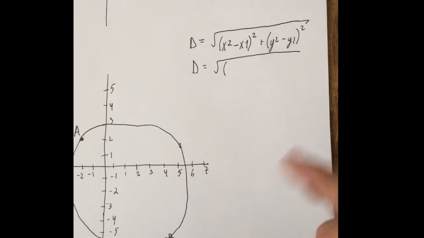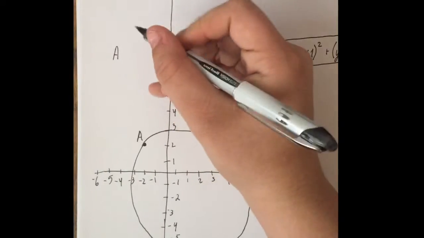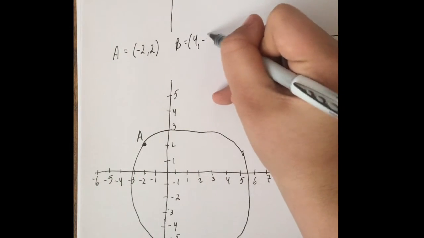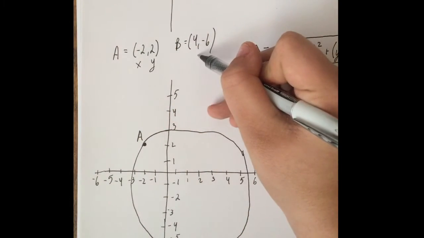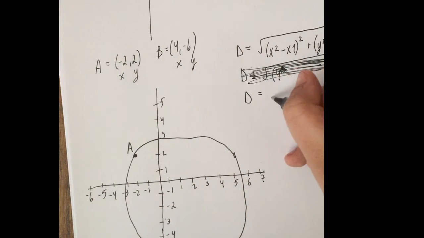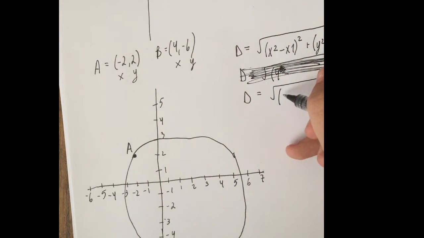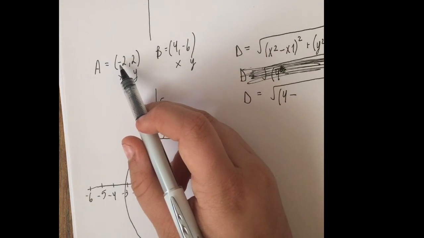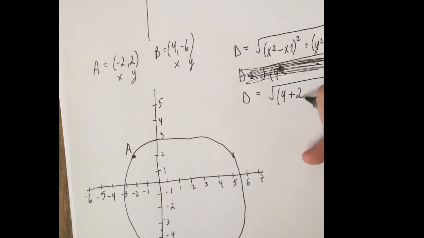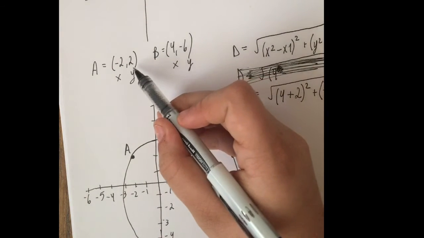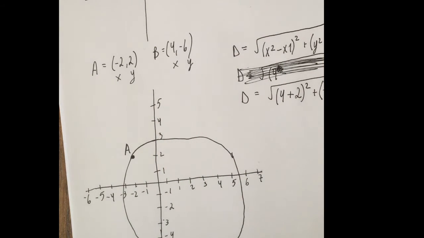x2 would be one of your x's. Remember, A equals (-2, 2), and B equals (4, -6). So this would be x, y, and this would be x, y. So you can use this as your second x. Under the square root, it would be 4 minus your x1, that's -2, but because it's negative, the negatives cancel out, minus -2 becomes plus 2, to the power of 2, plus your y2, -6, minus your y1, 2, squared. And then solve.